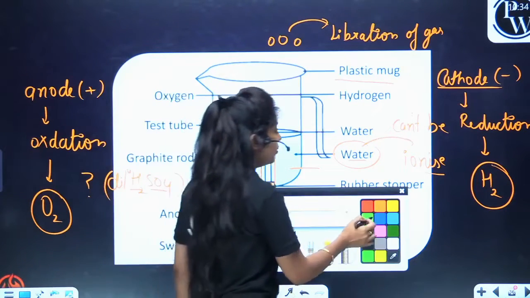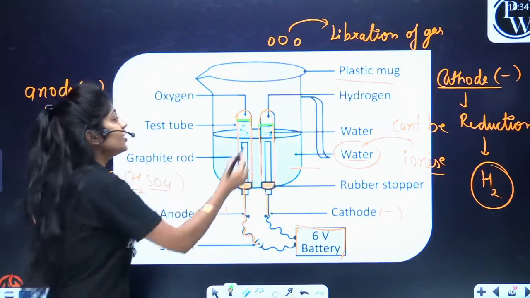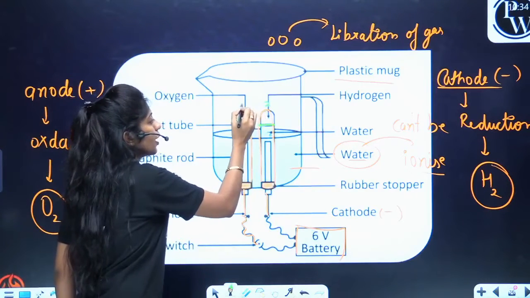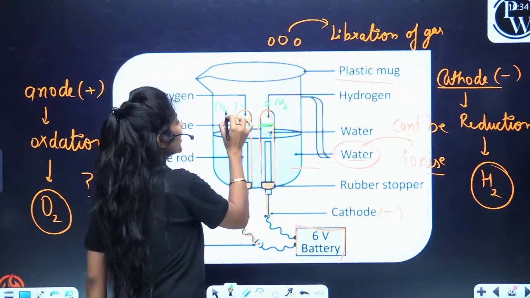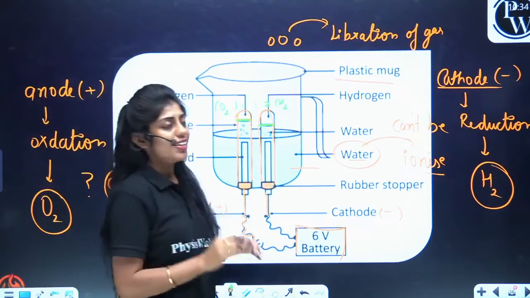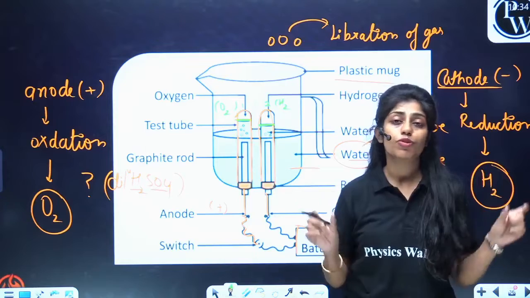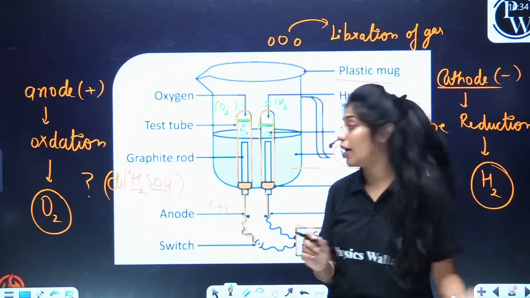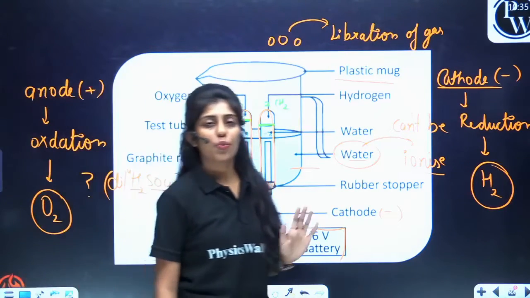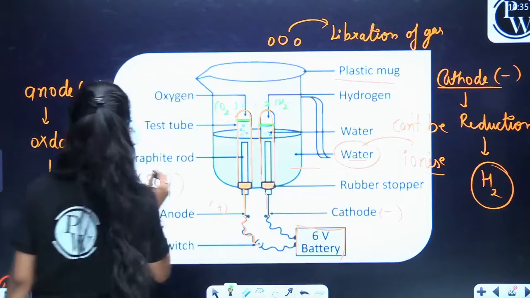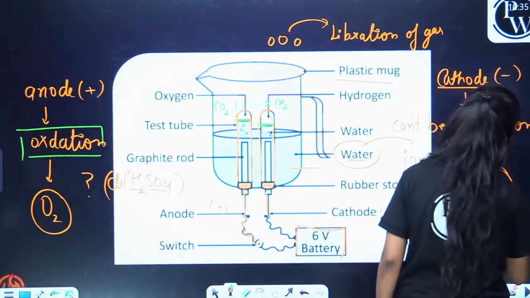Try to check the volume. The extent of volume is different for both the gases. That is 2:1, or 1:2. 2 is for hydrogen and 1 is for oxygen. So the gases liberated during the electrolysis of water are not the same in terms of volume. The ratio is 2:1. So basically this is all about the electrolytic decomposition of water. Are we clear? Oxygen is liberated at the anode, and at the cathode hydrogen is liberated.